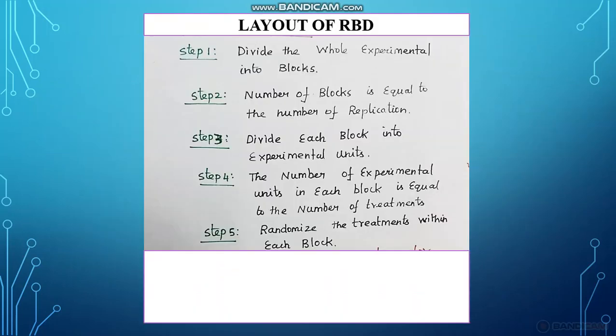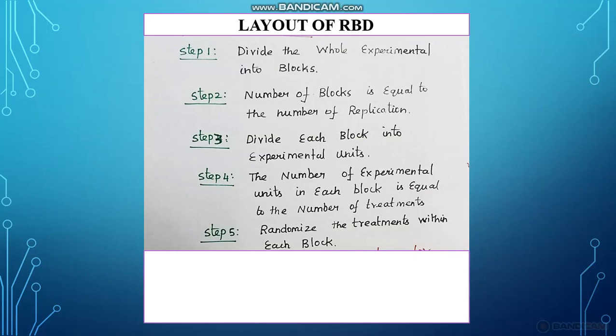Then we will see the layout of RBD. Layout means the way in which the treatments are assigned to the experimental units, that is, how we are assigning a treatment to the experimental unit. Step 1 of the layout of RBD is that we want to divide the whole experimental material into blocks.